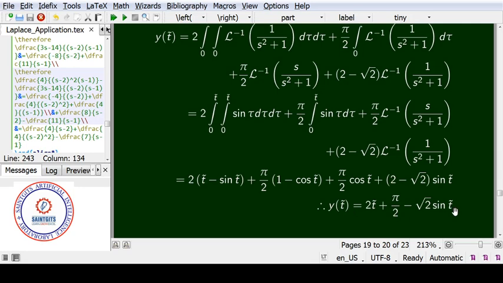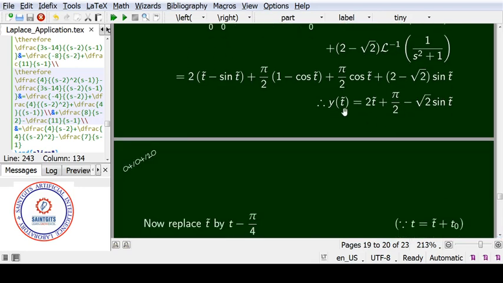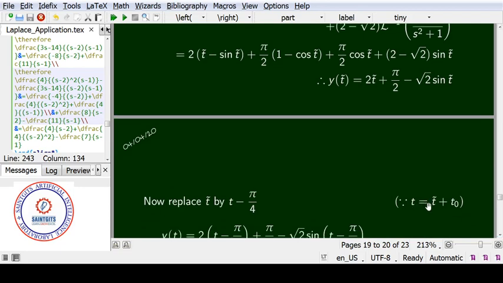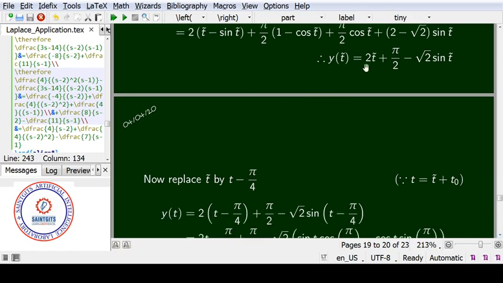That is the only thing we have to keep in mind: the variable is t tilde, not t, because we put a transformation. Finally we have to replace this t tilde by t minus pi by 4, because we put t equal to t tilde plus t naught. So t tilde is equal to t minus t naught, and t naught is our pi by 4. When we substitute t tilde in terms of t, the right side becomes a function of t, so instead of y of t tilde we can write y of t.